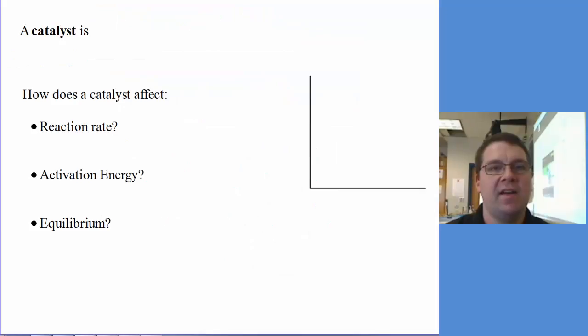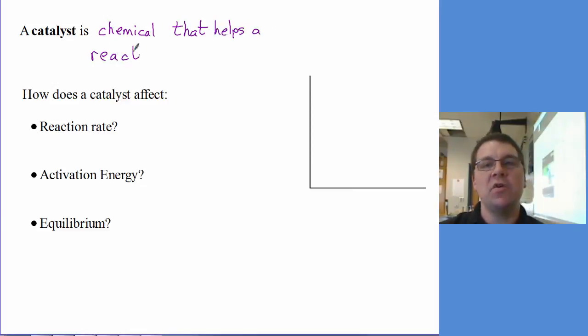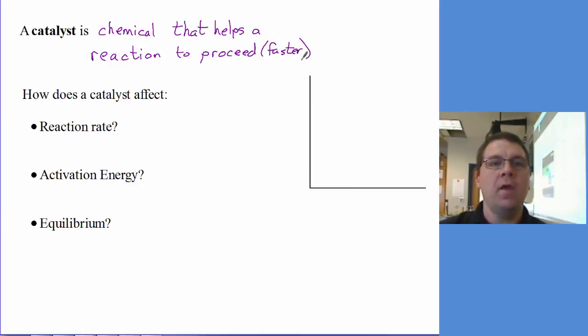All right, next up, catalysts. A catalyst is another chemical compound. It's a substance that you add to a reaction that's going to help out that reaction. It's going to help the reaction to proceed, usually by speeding it up. Now, when we talk about its effect on reaction rate, it's going to increase.